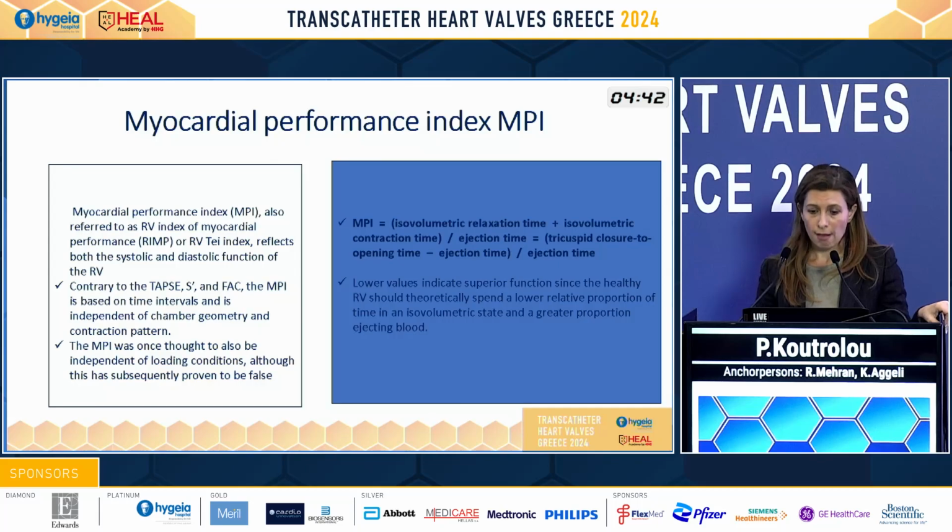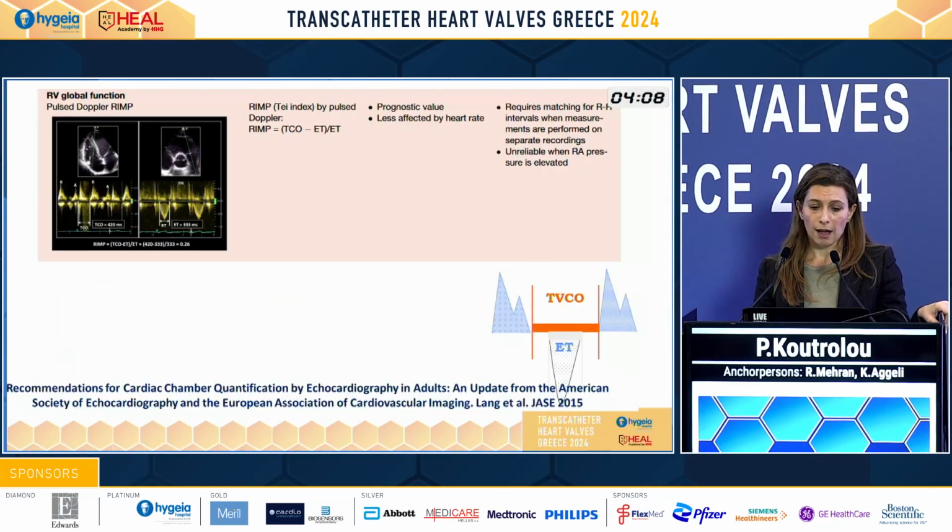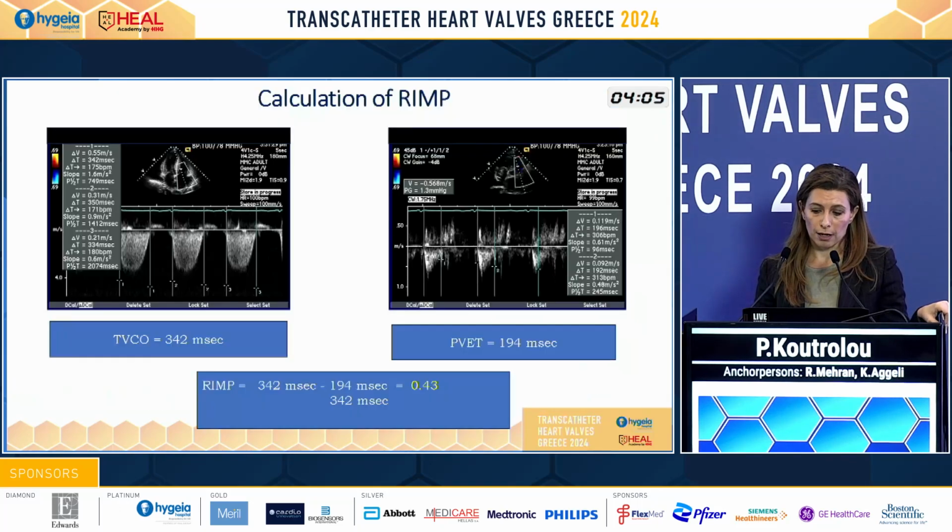I'm just mentioning the myocardial performance index. It's actually a measurement that we don't do in our everyday practice. It's actually the time that the right ventricle spends in having the tricuspid valve open in regards to the ejection time, which is the time where the blood comes out from the pulmonary valve to the pulmonary artery. What we need is less time of the tricuspid valve being open. The lower this number is, the better the systolic function is.